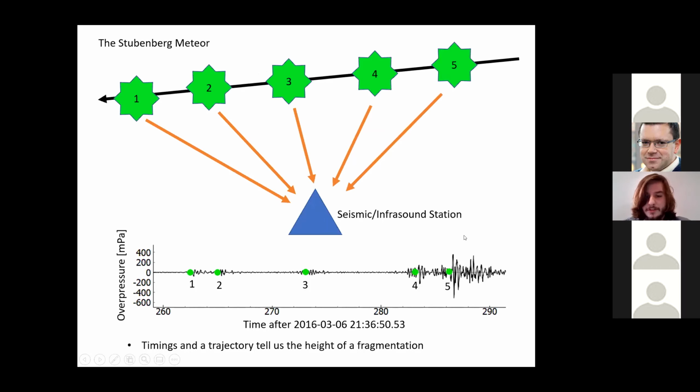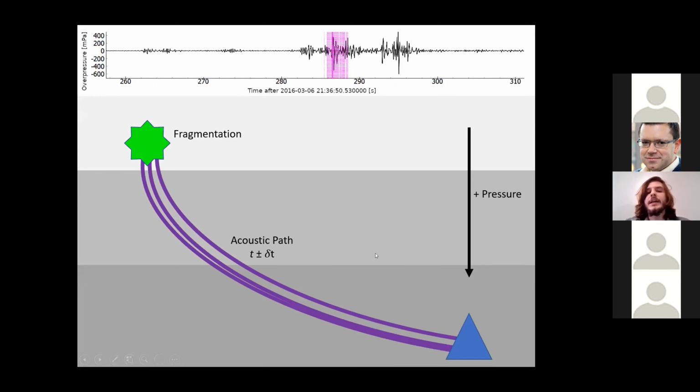Here's the actual waveform that arrived at our infrasound station. We've noted 5 specific events on the waveform with different overpressures, and we need to explain all of these 5 points. We have the timings of when they arrive, and we also know the trajectory very well from optical data from SPERNI. We can use this to find the height of each fragmentation, if these are fragmentation points. This is our ray tracing algorithm.